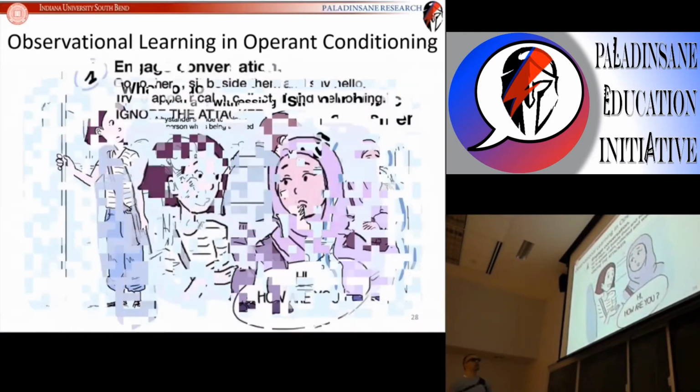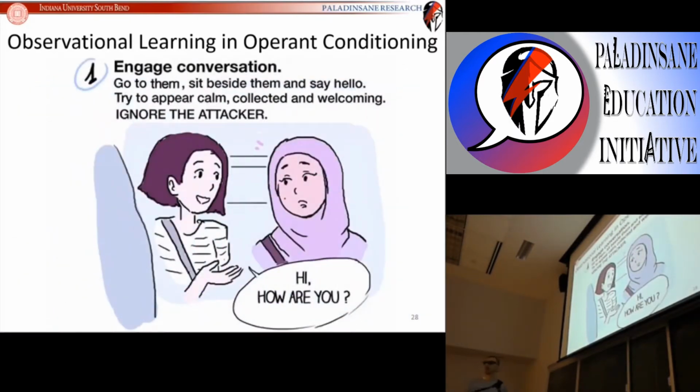Notice that this pamphlet suggests using observational learning. So first off, she ignores the attacker. She talks directly to the person that is being attacked, and she is trying to appear calm, trying to appear collected, and trying to appear welcoming. The attacker has no choice but to see that behavior, to see the calm, to see the collected, to see the welcoming, and whether they want to or not, they are going through observational learning. They themselves start to acquire the skills for calm, welcoming, and collected. They start to acquire the performance of calm, welcoming, and collected.